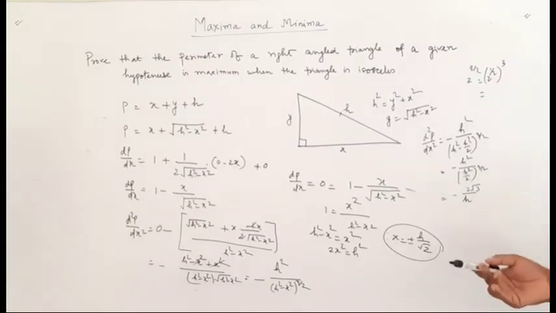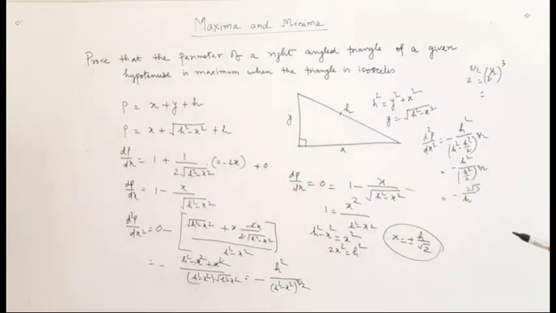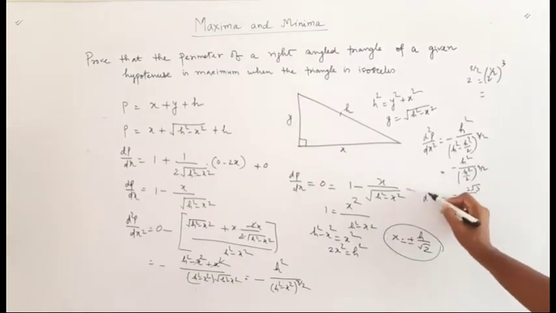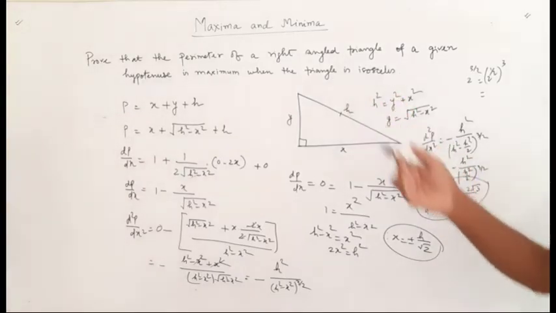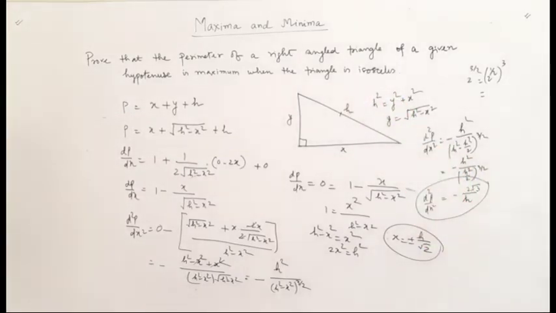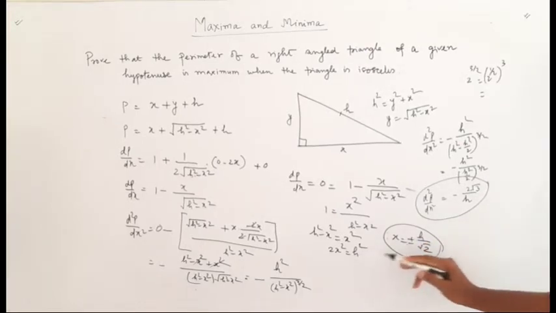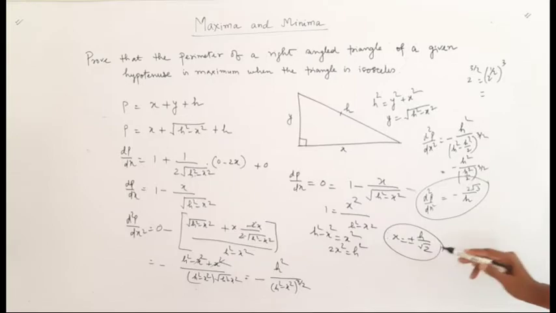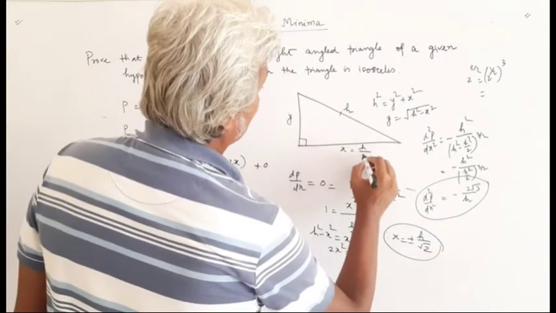Now you cannot assume that the hypotenuse h, which is already given, is a negative quantity. So you have to assume that this h is always a positive quantity, and in this condition you can see that d square p over dx square is a negative quantity. It means that the perimeter is maximum. Now the value of x at which this happens is x equals h over root 2.